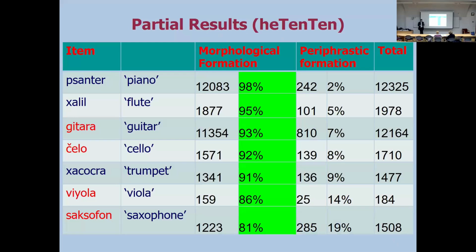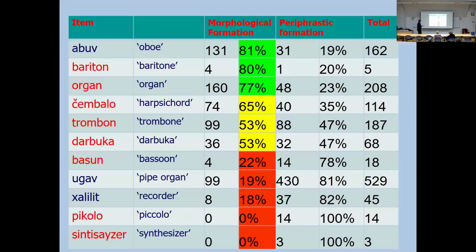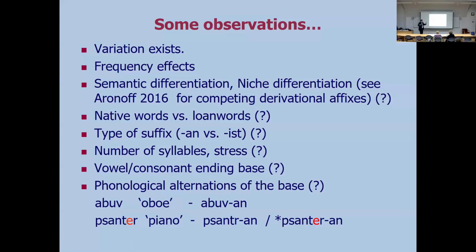Okay, just to show you some tendencies. So here I have some numbers based on the Hebrew Tenton corpus. In some cases, the morphological formation is far more frequent. In other cases, the periphrastic one is far less frequent, and there are some cases in the middle. So some descriptive observations. First of all, variation exists, which is interesting by itself. Frequency effects could play a role, but not in all cases.